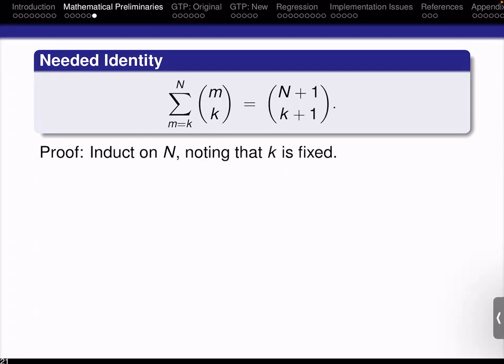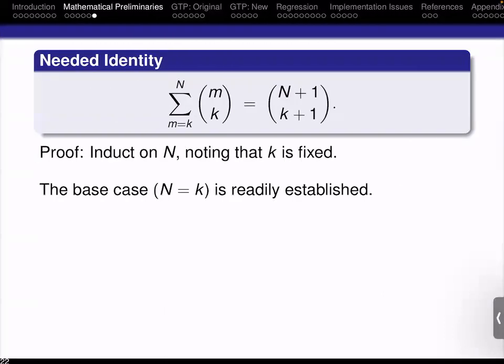So if I take big N equals k, then I've just got one term, k choose k, which is 1. And then on the right-hand side, I have k plus 1 choose k plus 1. So it's clearly true when n equals k.